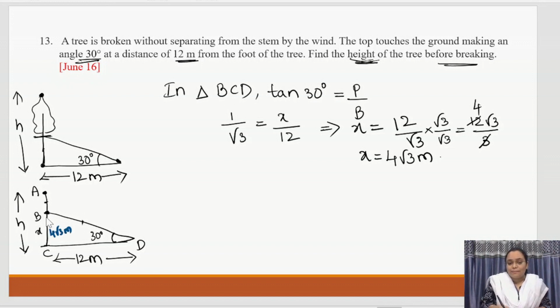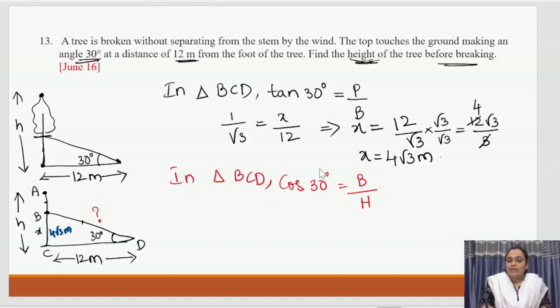In this triangle BCD, this is the hypotenuse. So we know the base and we need to find the hypotenuse. In triangle BCD, we can apply cos 30. What is cos 30? Cos 30 is base by hypotenuse. We know the value of base, which is 12 meters, and we need to find the hypotenuse. If we find the hypotenuse, this is the height which is equal to AB.